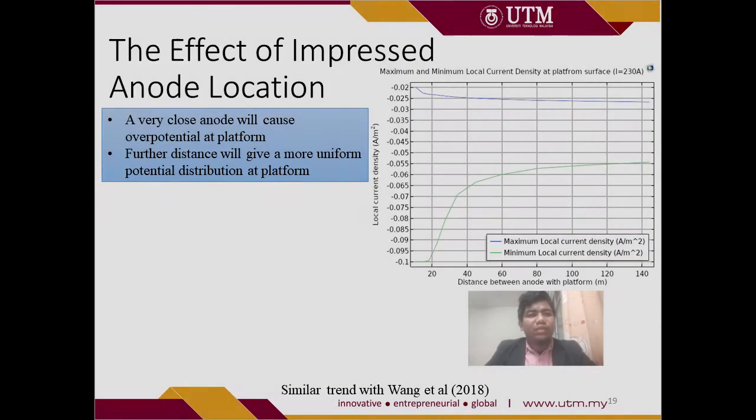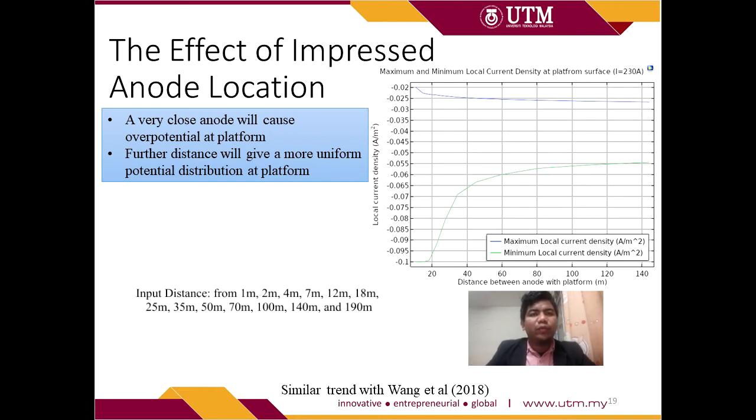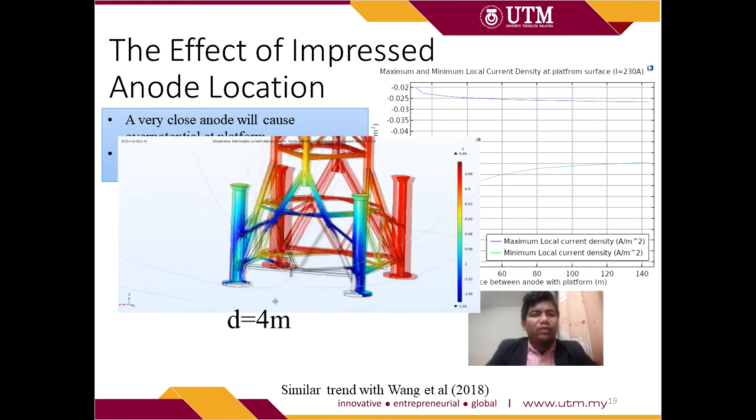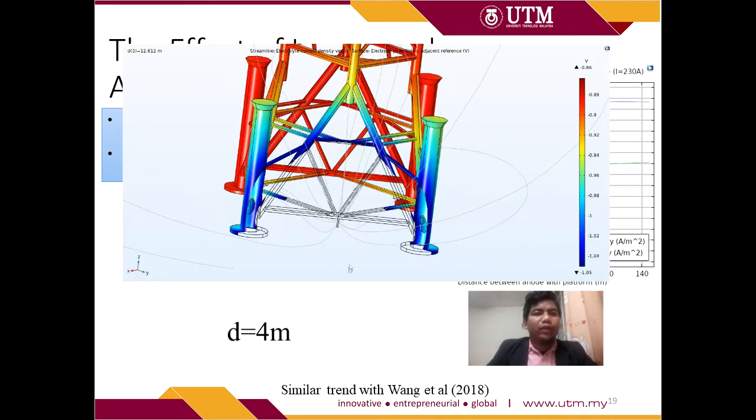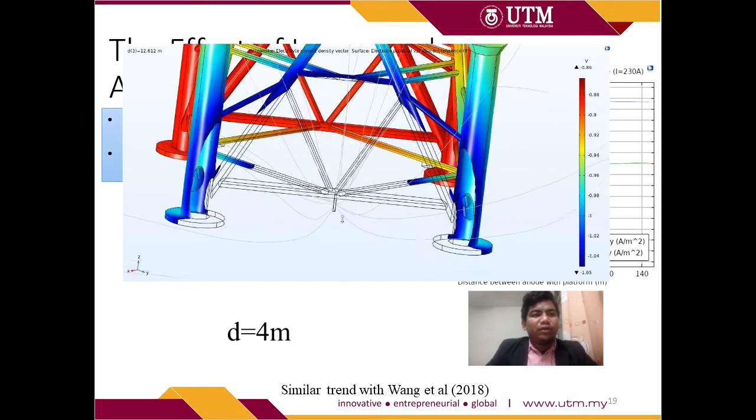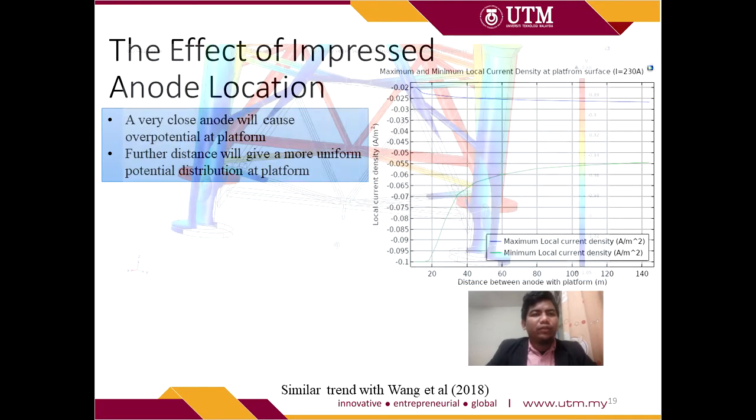The anode distance effect is studied here, so only the distance parameter is manipulated. We find that a very close anode will cause overpotential at the platform. For example, at platform A, the anode distance is 4 meters. The non-colored region shows the part that is overprotected.